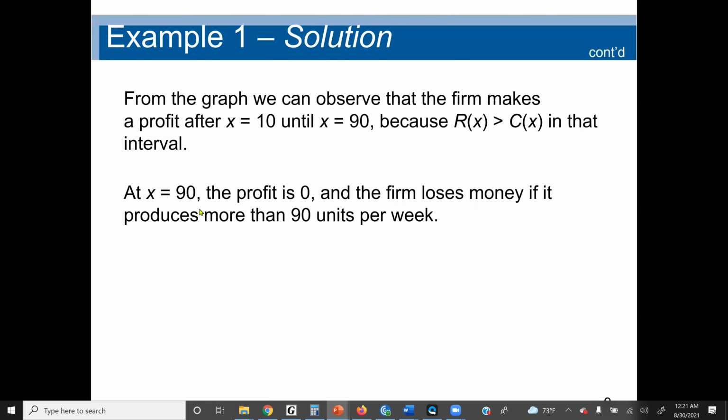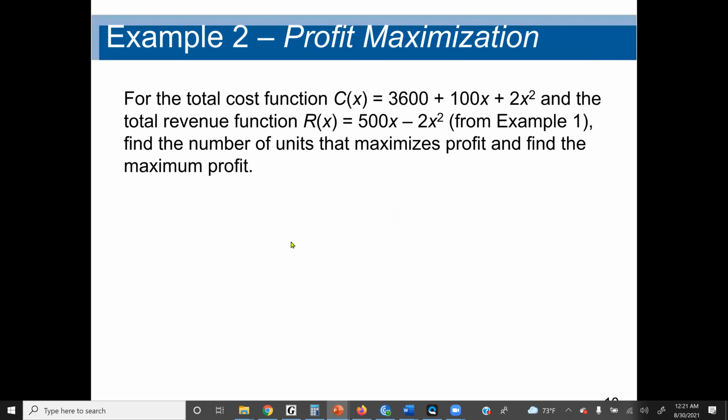So at x equal to 90, the profit is 0, and the firm loses money if it produces more than 90 units. But when it produces less than 90, it makes profits. Now, for the total cost function, C at x equal to 3600 plus 100x plus 2x squared, and the total revenue, 500x minus 2x squared. That's our first example.